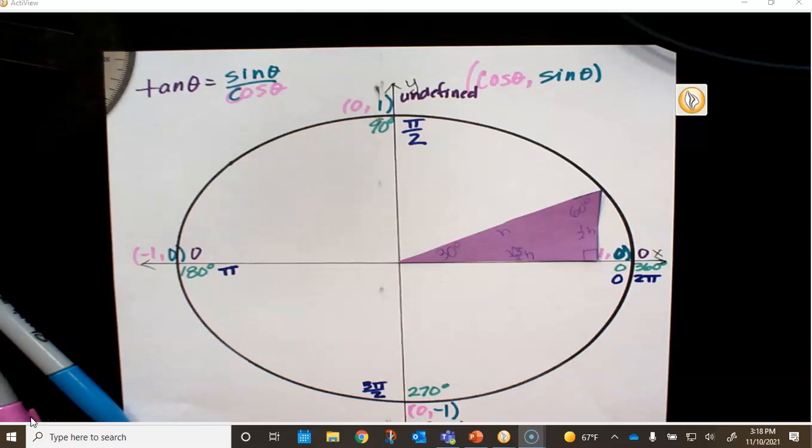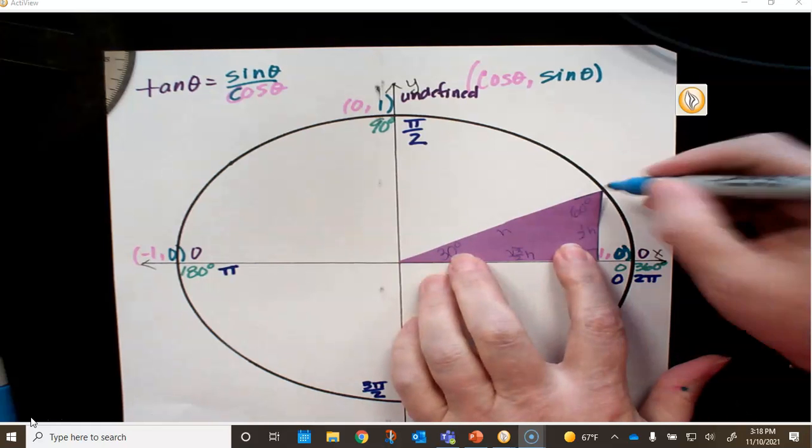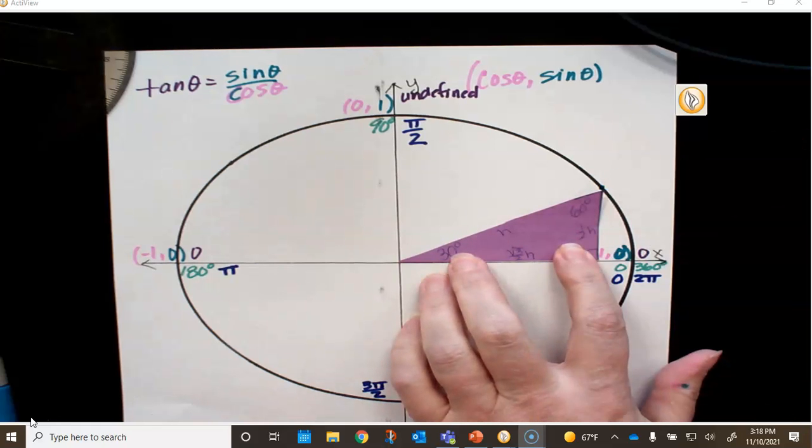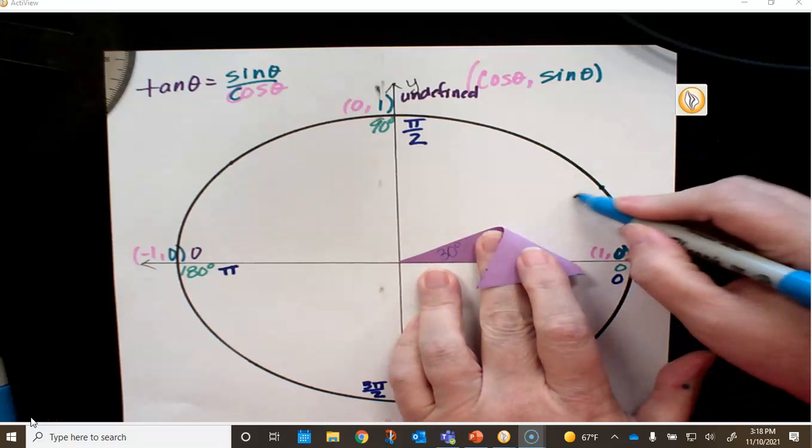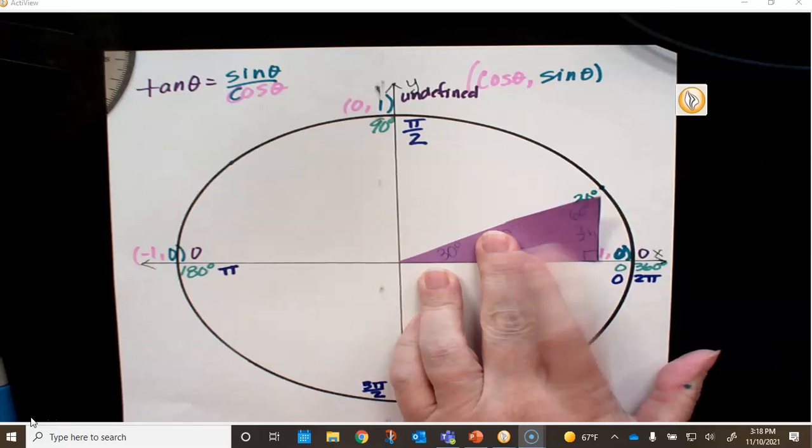So when we look at this, I'm dealing with my 30, 60, 90 degree triangles right now. I drew a 30, 60, 90 triangle here. I actually measured it using the protractor. This is 30 degrees, so I'm just going to go ahead and put my dot here at 30. Okay, so I know that.